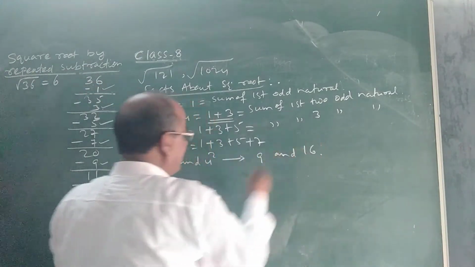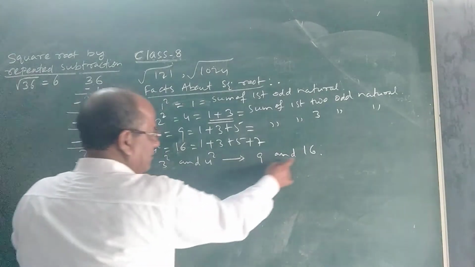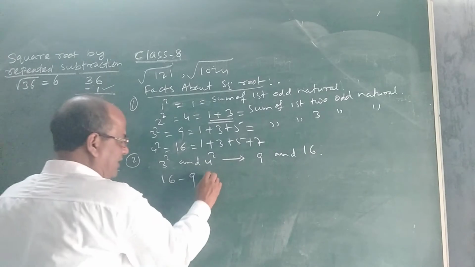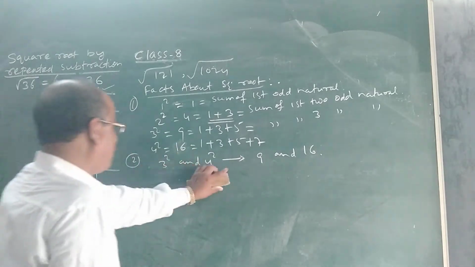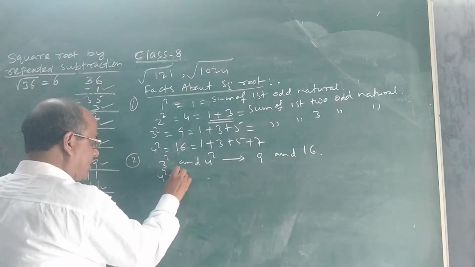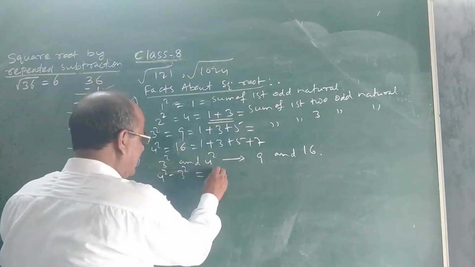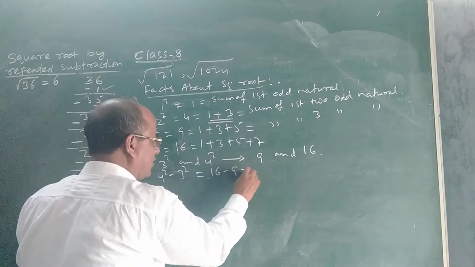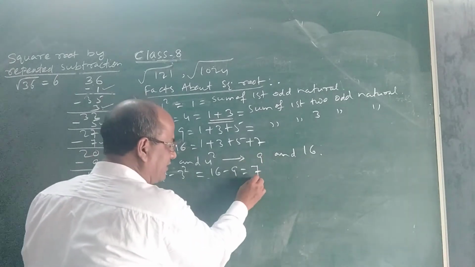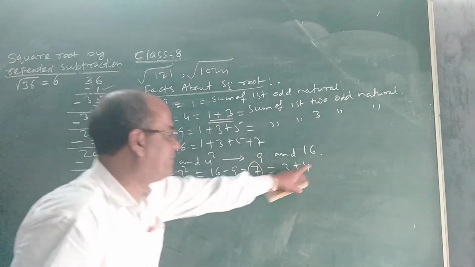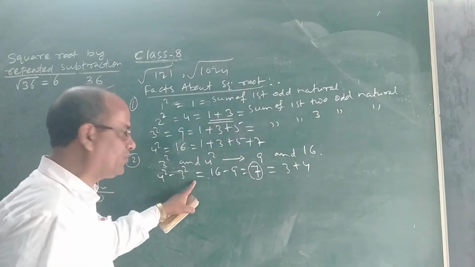Okay, 9 and 16. Now, you subtract 16 minus 9. 16 minus 9 is how much? Tell me. I mean 4 square minus 3 square. Find the difference of 4 square and 3 square. It will be 16 minus 9, equal to how much? It is 7. And this 7 we can write as 3 plus 4, the sum of the two numbers.